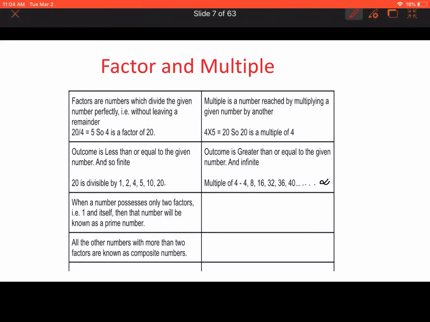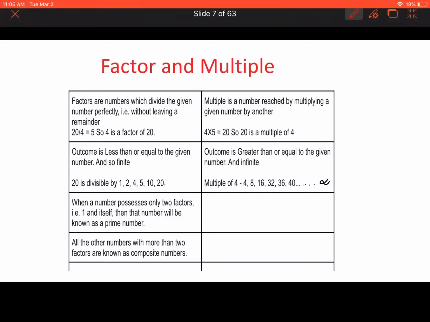Okay. A multiple is a number reached by multiplying a given number by another. For example, 4 times 5 we get 20, right? So 20 is a multiple of 4, or 20 is a multiple of 5. Okay, so these are the major differences between factor and multiple.